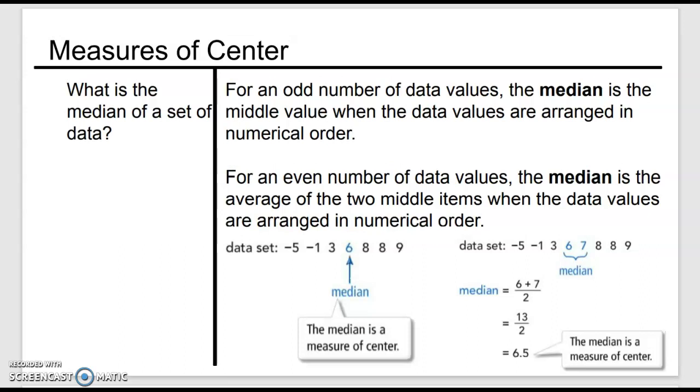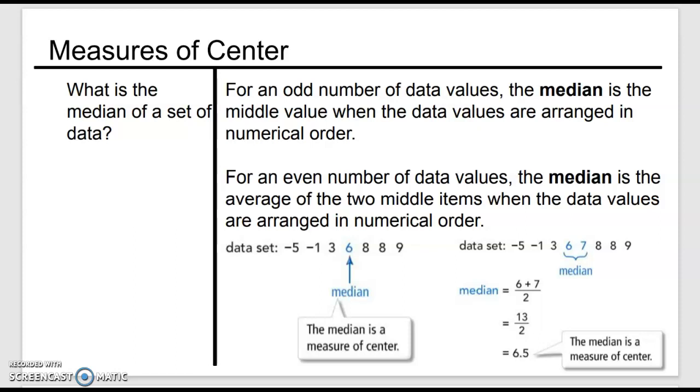What is the median of a set of data? For an odd number of data values, the median is the middle value when the data values are arranged in numerical order. For an even number of data values, the median is the average of the two middle items when the data values are arranged in numerical order.